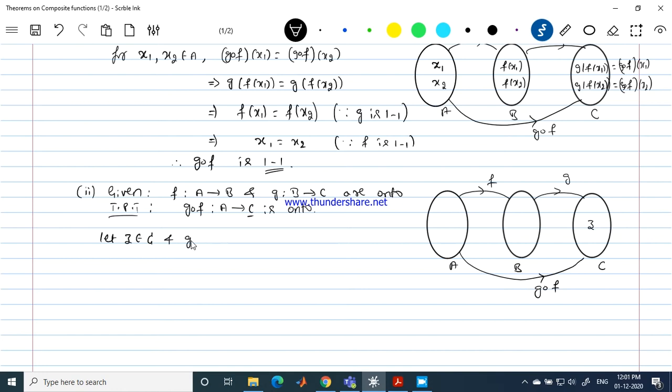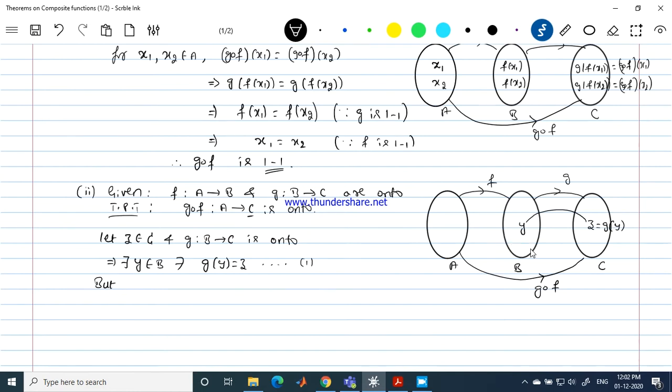And what we know in this case: g is a function defined from B to C, and g is an onto function. Since g is an onto function defined from B to C, we are expecting its pre-image of z is present in B. So let me assume its pre-image is y. So this implies there exists an element y belonging to B such that g of y is equal to z. Let me call this result number 1. But what can be noted here?